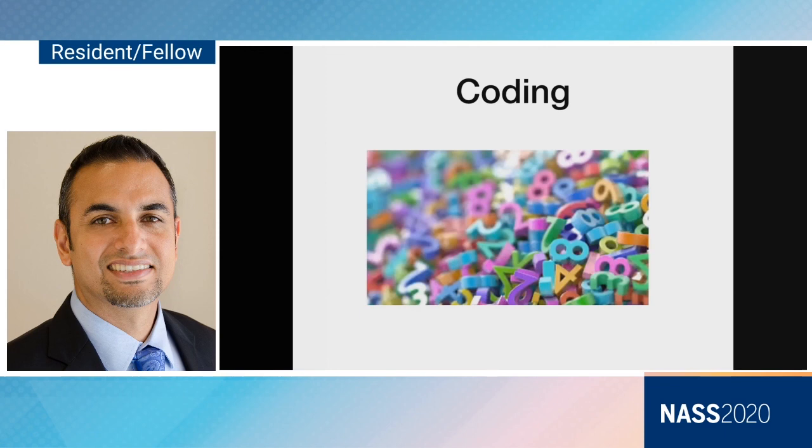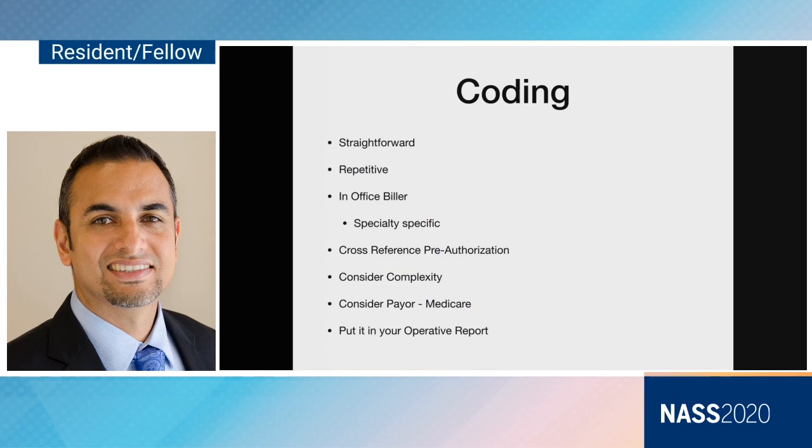So, as far as coding for procedures, this tends to be sort of a number soup. It's a bit intimidating at first glance, but I think that coding in particular is very straightforward and it is repetitive. You do the same type of procedure quite often, and so you become accustomed to it. Typically within a multi-specialty group, you'll have an in-office biller who's specialty specific, so they're billing not only for you, but your other partners that do the same type of surgeries. So rely on them to see what kind of examples they've seen.